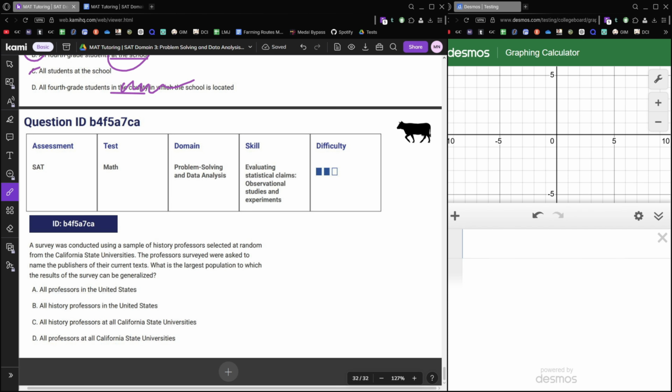Slide number 32. Once again, they're asking for the largest population the results can be generalized to. We know the answer is just gonna be the sample, so that's gonna be history professors from the California State Universities. That will be our answer. It's not gonna be just professors, it has to be history professors. It's not gonna be all the history professors in the United States, it's only gonna be at the California State Universities. That's gonna be our answer, which is C. Then once again, it's not just professors. So our answer is C, all the history professors at the California State Universities.